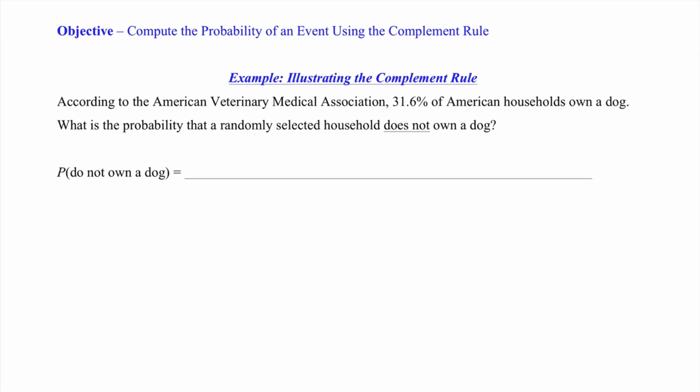According to the American Veterinary Medical Association, 31.6% of American households own a dog. What's the probability that a randomly selected household does not own a dog? Well, we know if 31.6% of American households own a dog, then the rest of them do not own a dog. So all we need to do is find the other side of the coin. So the probability that a randomly selected household does not own a dog would be 1 minus the probability of someone owning a dog, which would be 1 minus the 0.316 that they give us, and that gives us 0.684.